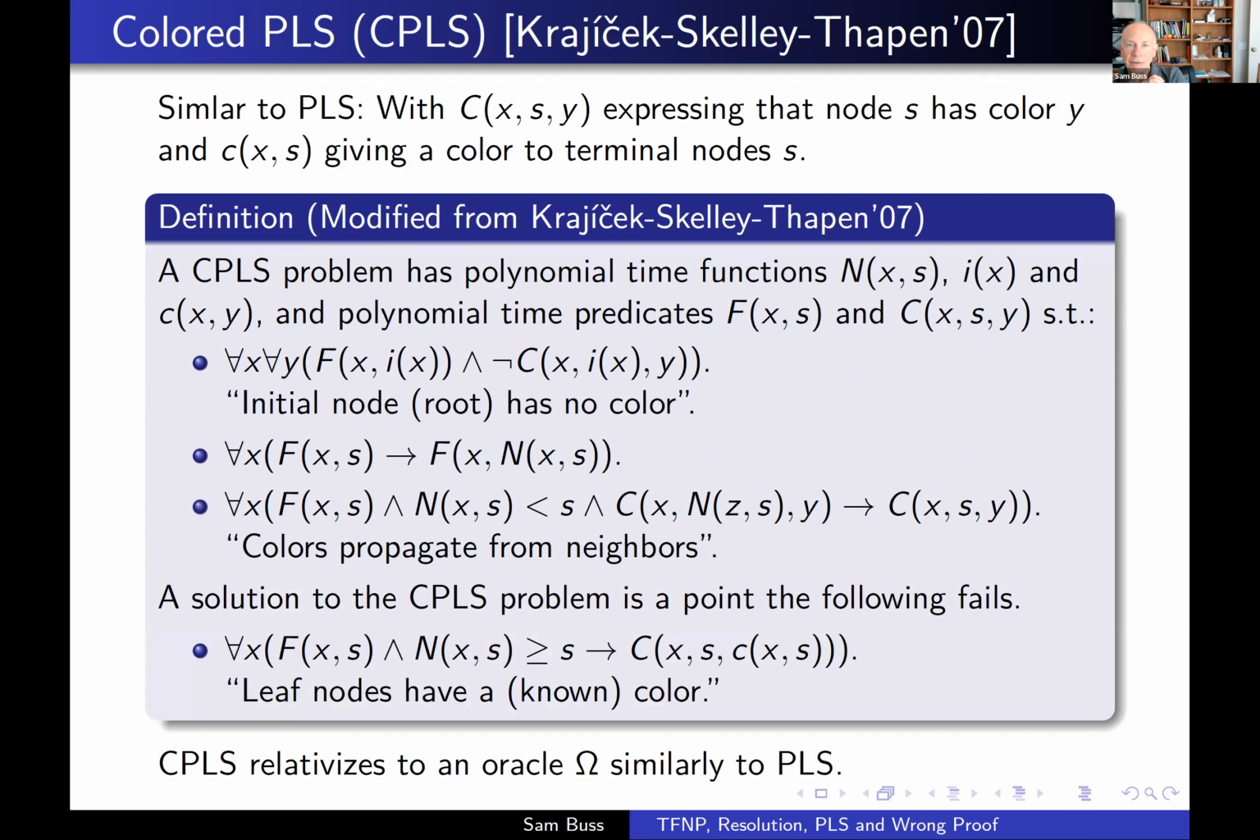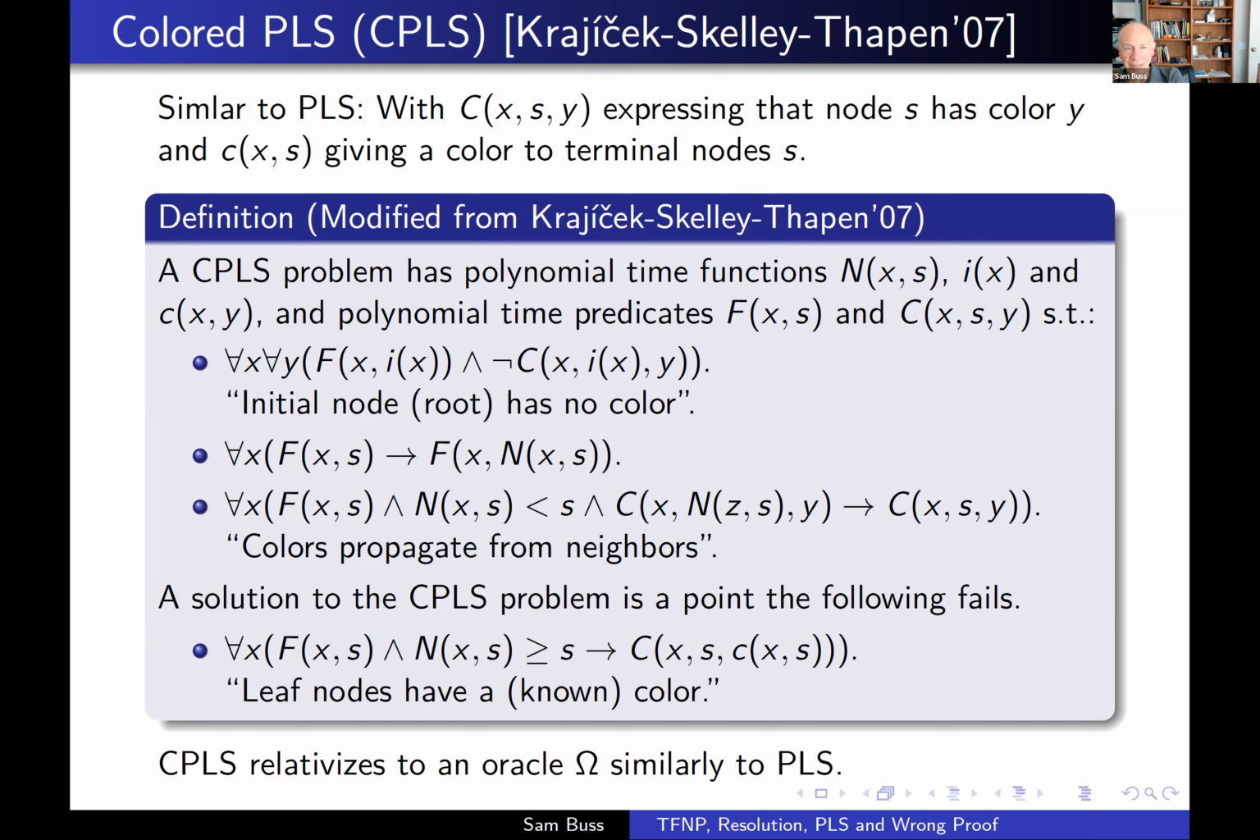So it's defined similarly to PLS. We have a new predicate, I call it capital C of X, S, Y, to say the node S has color Y. And lowercase c of X, S gives a color to the terminal node. That's the input nodes, right? And a CPLS problem has the neighborhood function, the initial function, the little color function, and the predicates capital F and capital C.